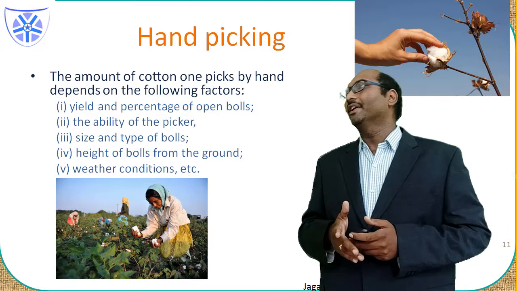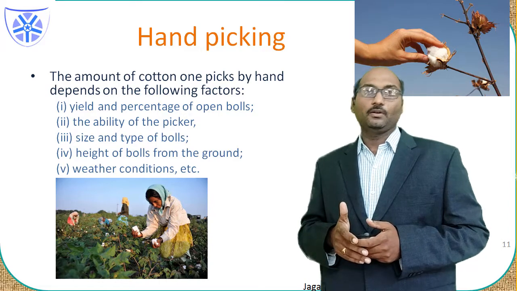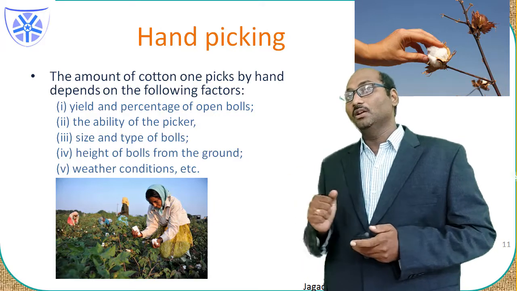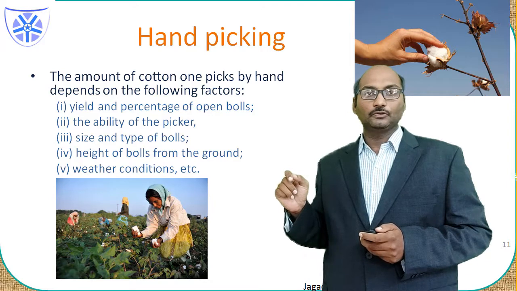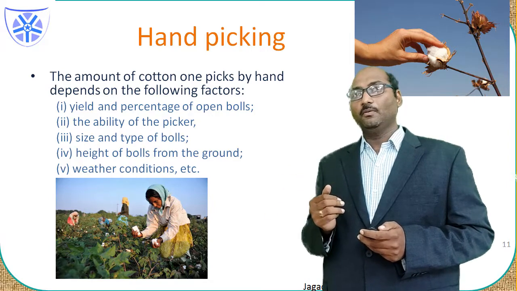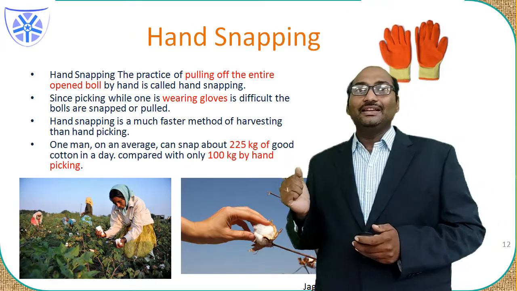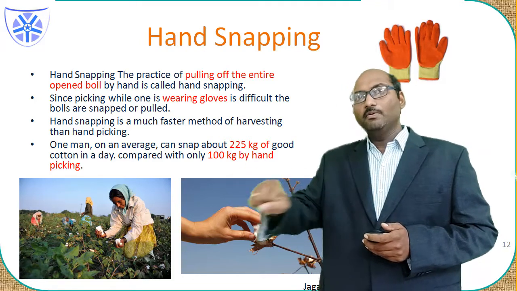But in general, we can estimate around 100 kg per day per picker. Of course, depending upon the weather conditions, the picking capacity will vary from person to person, and from field to field, the geographical locations and various other factors. The second one is hand snapping. Hand snapping means all the pods will be plucked.